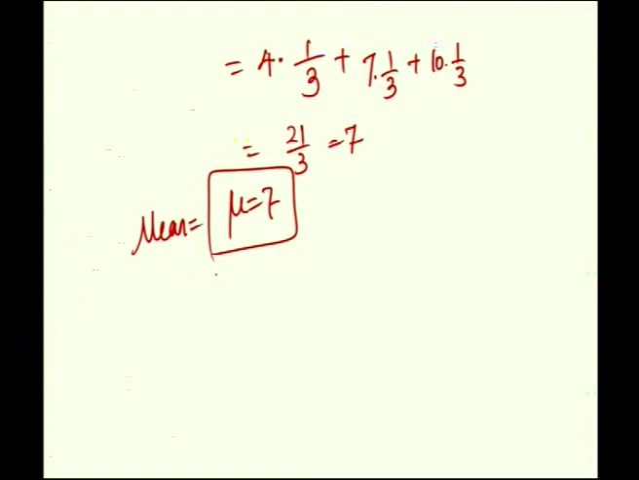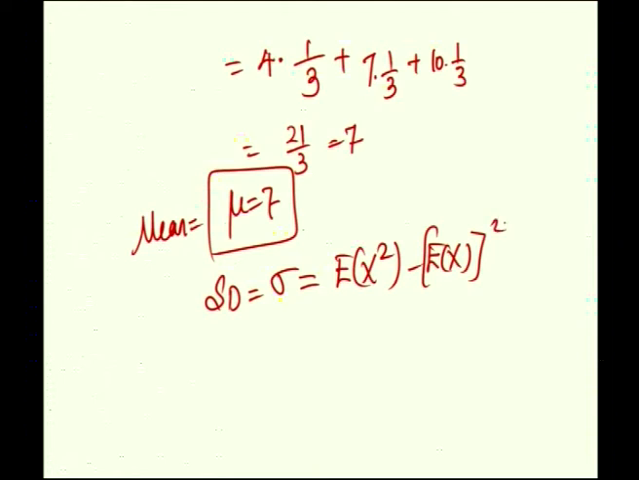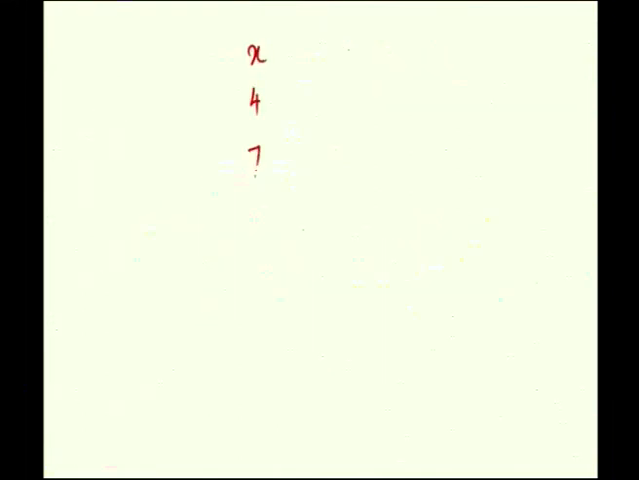Okay. Next, we have to calculate the standard deviation. The standard deviation, sigma, comes from the expectation of x square minus expectation of x the whole square, or you can calculate this as summation x minus mu whole square into p of x. This we have to calculate using the tabular column. First, the x values are 4, 7 and 10. Then x minus mu, with mu we have just calculated as 7. So, 4 minus 7 is minus 3, 0, 3.